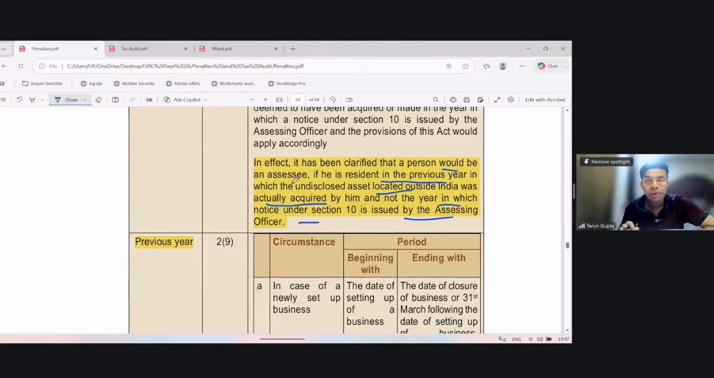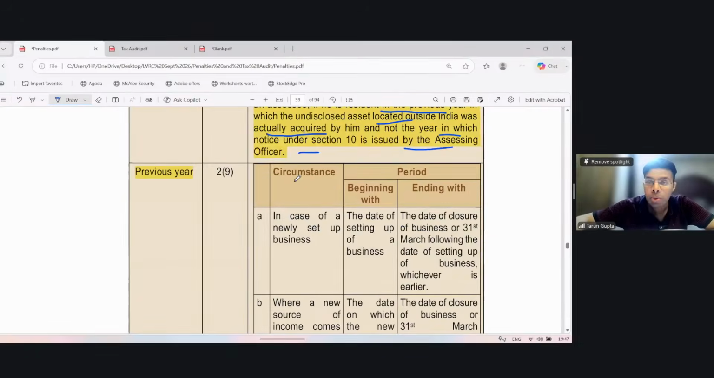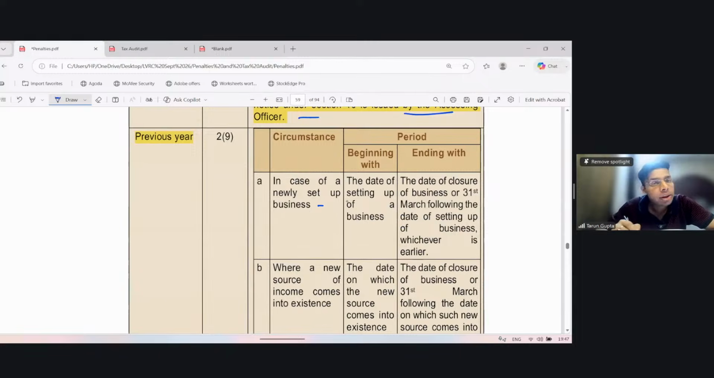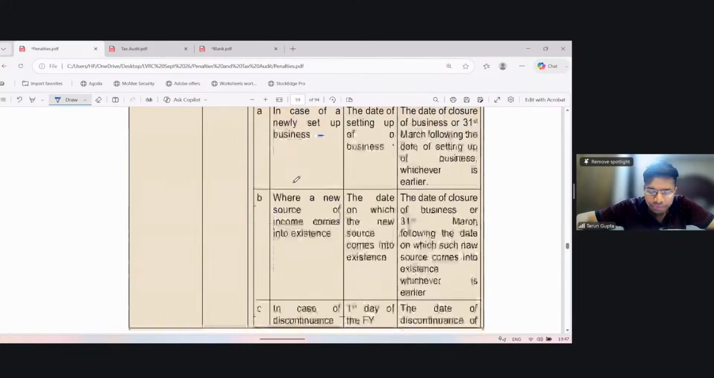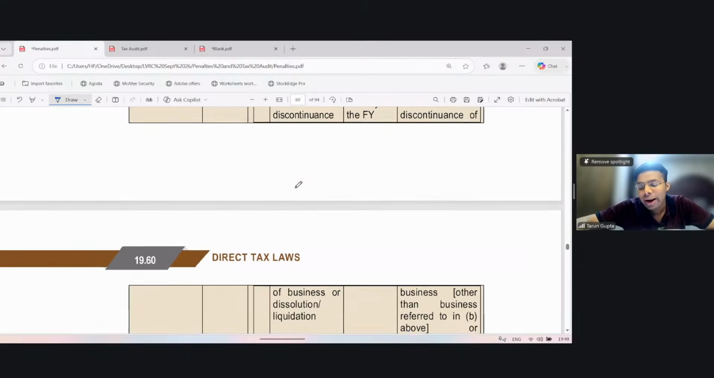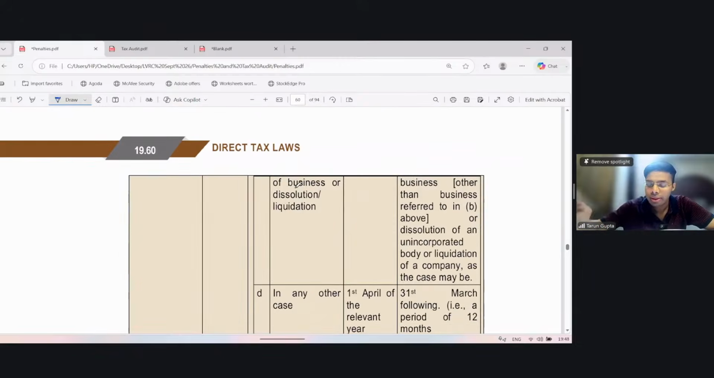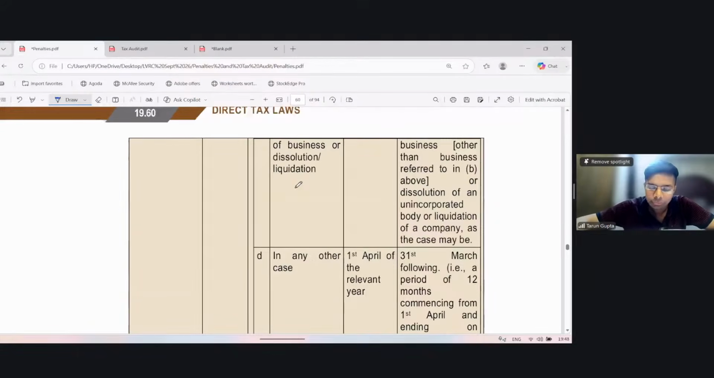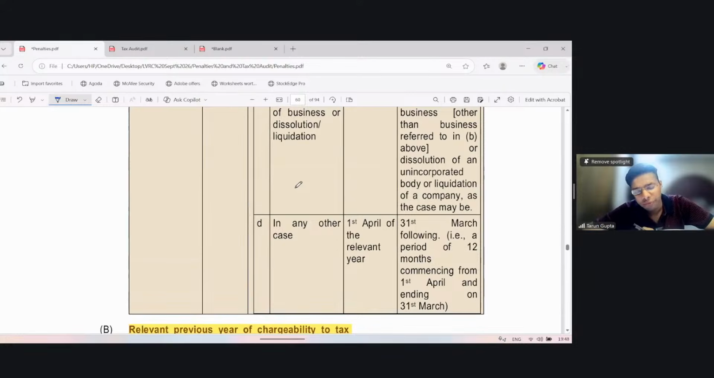Okay. Previous year is section 3. What do you mean by previous year? In case of a business newly set up, we know the previous year starts from the date when the business was set up and ends on 31st March. When a new source of income comes into existence, the previous year starts from the date when the source of income comes into existence and ends on 31st March. But in case of discontinuance of business, the previous year starts from the first day of the financial year and ends with the date of discontinuance of the business. In any other case, it's 1st April to 31st March.